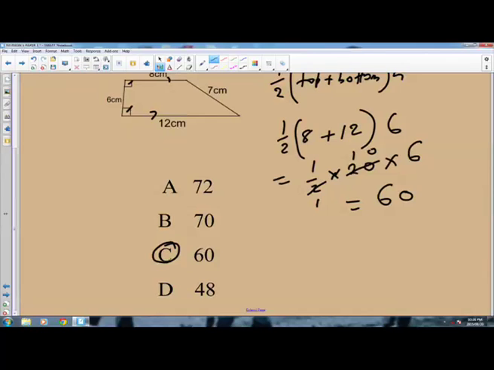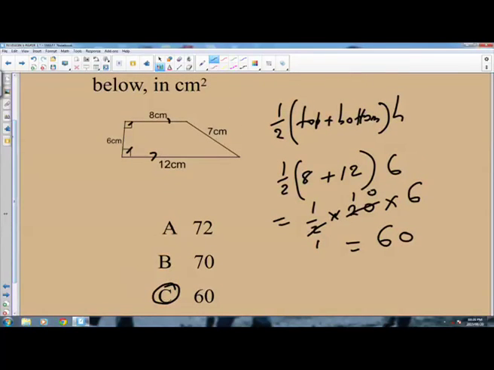In this question, you could have as well decided to partition this into shapes where you will have the side from here going down here, and then you now have a rectangle measuring 8 centimeters by 6 centimeters. So you can calculate the area of this rectangle, 8 by 6. And then what is 8 times 6? It's 48.